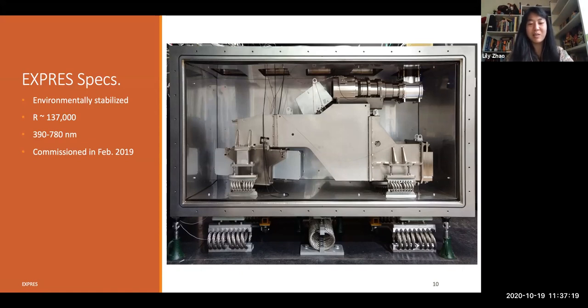And so we poured an independent concrete slab to serve as the floor of the spectrograph room, so that when the telescope rotates around on the 2nd floor, those vibrations don't come through and carry into our instrument. EXPRES was designed with a high resolution, and so it averages around 137,000, and it's an optical spectrograph, so its wavelength is between 390 and 780 nanometers. And we finished commissioning in about February of 2019.